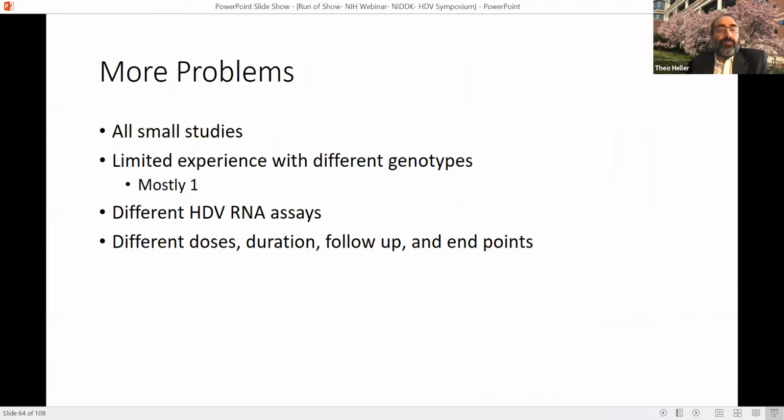Next slide, please. More problems. If you look at what I've shown you, all of these are essentially small or relatively small studies. There's limited experience with different genotypes, and I agree, genotypes will prove to be very interesting. Most of these patients were genotype 1. Most of the studies use different hepatitis D RNA assays. In fact, most of them were homegrown or sort of in the basement kind of assays. And they use different doses, duration, follow-up, and endpoints, making them difficult to compare. Next slide, please.